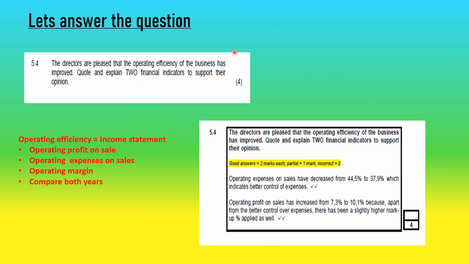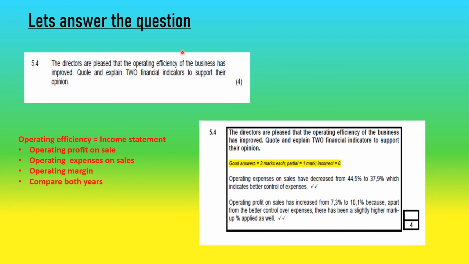Okay, so I want to look at this question specifically because it's a theory question, and it says the directors are pleased that the operating efficiency of the business has improved. Quote and explain 2 financial indicators to support their opinion. The one good thing about this question is they're telling you that the financial directors are happy. You may have a question which tells you to determine should the financial directors be happy, and in that case the same thing applies. You must make sure that you actually calculate your answer and you can justify why they should be happy or why they shouldn't be happy.